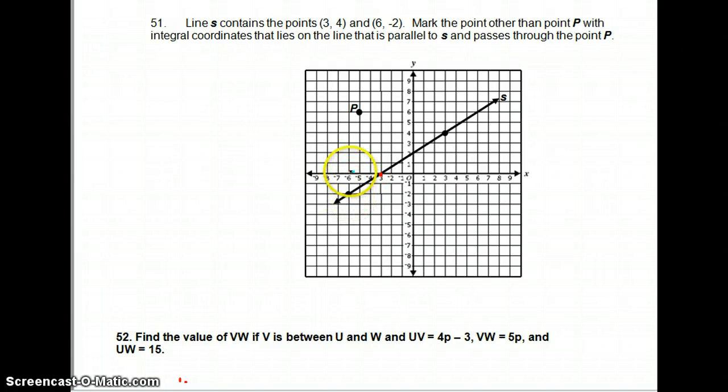Let's see, up 2 and over 3. Let's go up 2, over 1, 2, 3. That works. Up 2 and over 3. So we're going to go up 2, over 3, and there's your point right there. We're not told to do anything but mark it, so we're done.